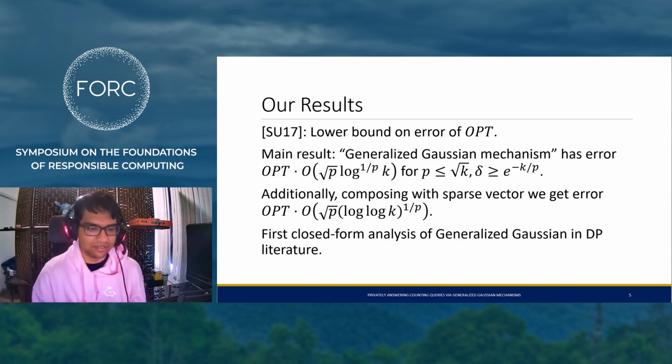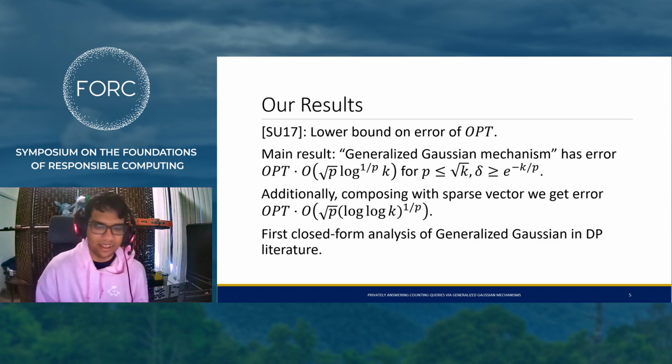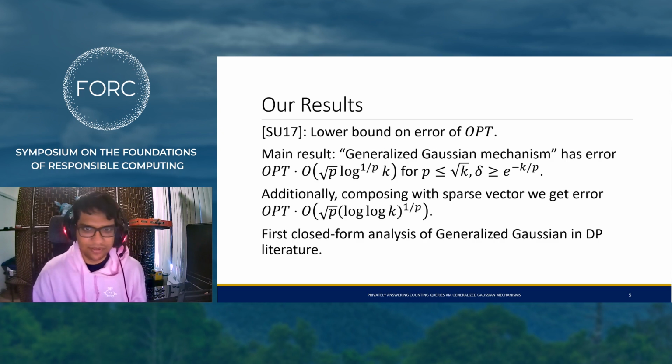So to contextualize these results, the term opt we defined earlier as the optimal error in the L1 error setting is also actually the optimal error in the L infinity setting. That's a result of Steinke and Ullman and some recent work. So our main result for this talk is that the generalized Gaussian mechanism with shape parameter p achieves error that's worse than optimal by root p times log to the 1 over pk, assuming p is not too large and delta is not too small.